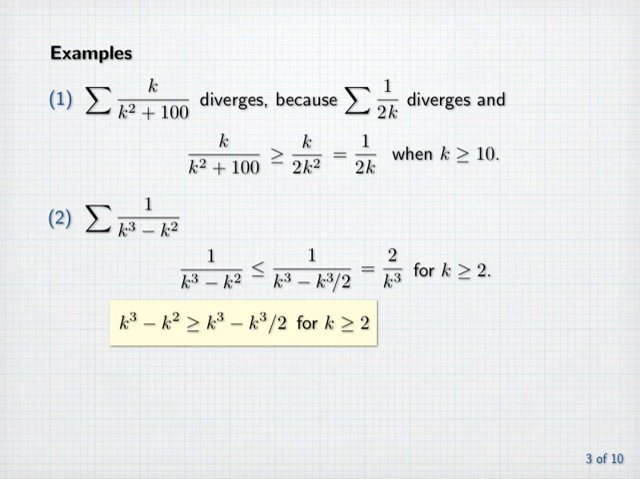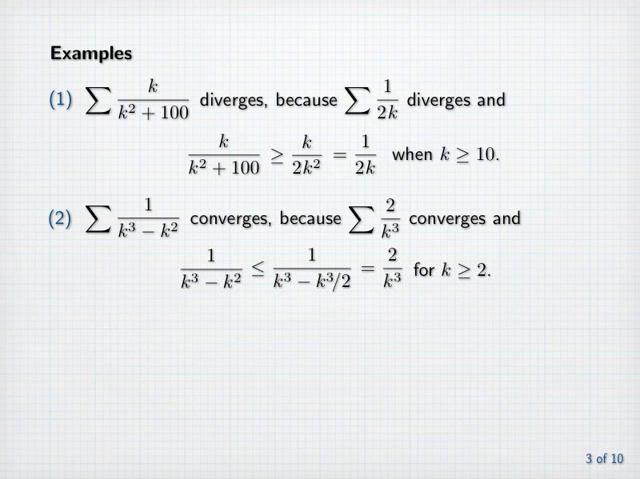So finally we conclude that our series converges because the sum of 2 over k cubed converges, and 1 over k cubed minus k squared is less than or equal to 2 over k cubed for all k greater than or equal to 2.